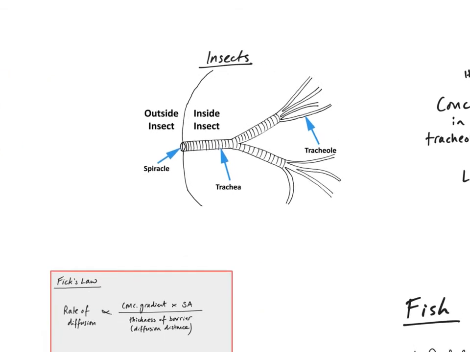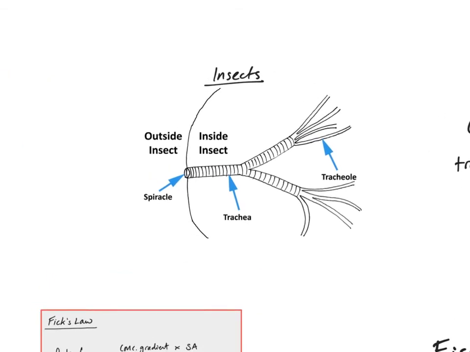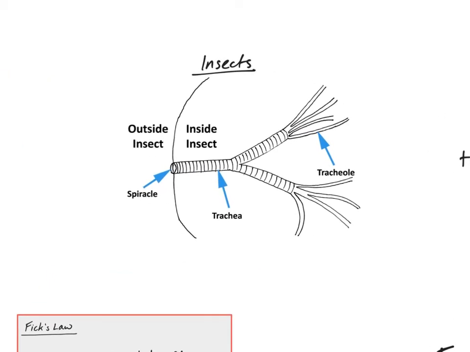So I've got a little diagram. Again, I've gone for the simplest possible. You can see here that this is outside of the insect, so this is the air outside, and they have a tracheal system. They have a spiracle, which is a bit like a stomata, in that it can open and close. Then we have the trachea, which is just like our trachea.